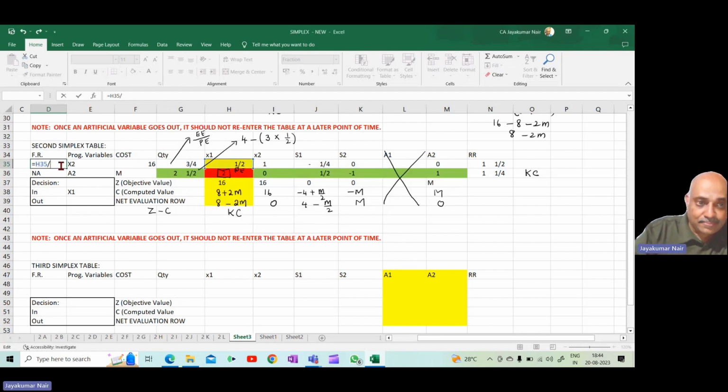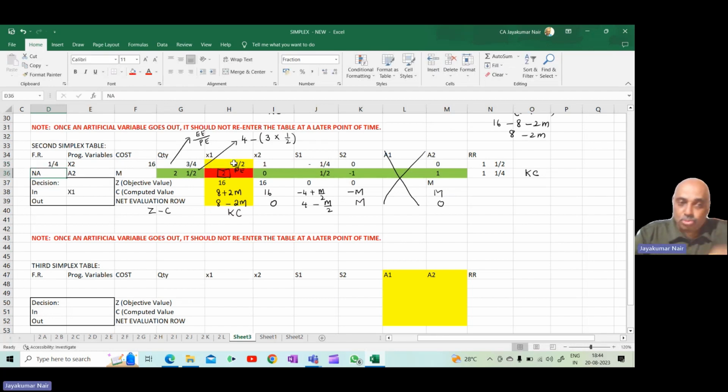So it is the key column element divided by the pivot element, which is 2. So you get the fixed ratio as 1/4. Now, which variable has to leave the table? You know, it is A2, because this is the key, not key column, sorry. This is key row, and this element, that is A2, should leave the table.